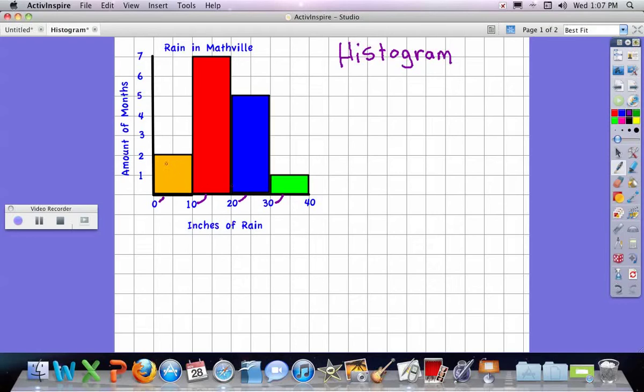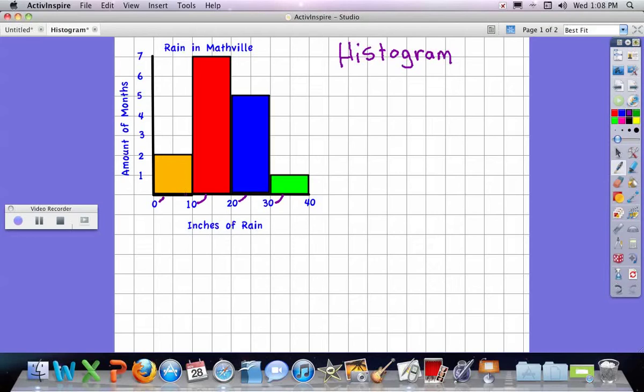There are a lot of different questions you could be asked when given a histogram. You could be asked to tell what information this histogram shows. When you tell what information it shows, you only need to look at the title and the labels. So I have inches of rain, amount of months, and rain in Mathville. So I can conclude that this histogram is about how many inches of rain per month that Mathville gets. So I didn't need any information from the bins at all to know what this histogram was about.